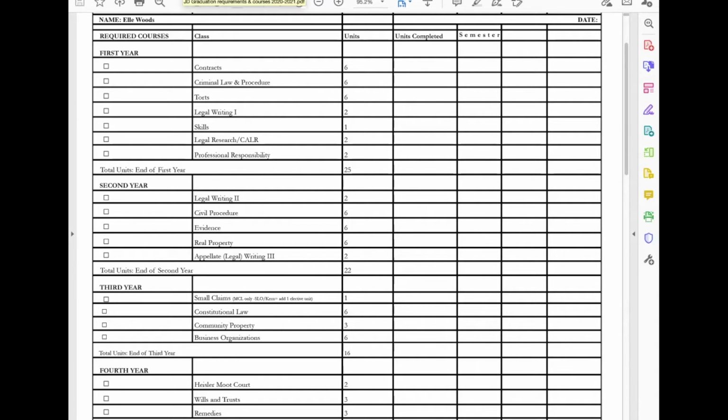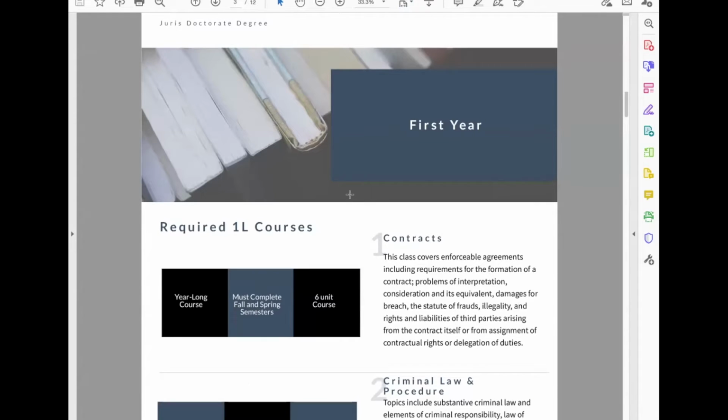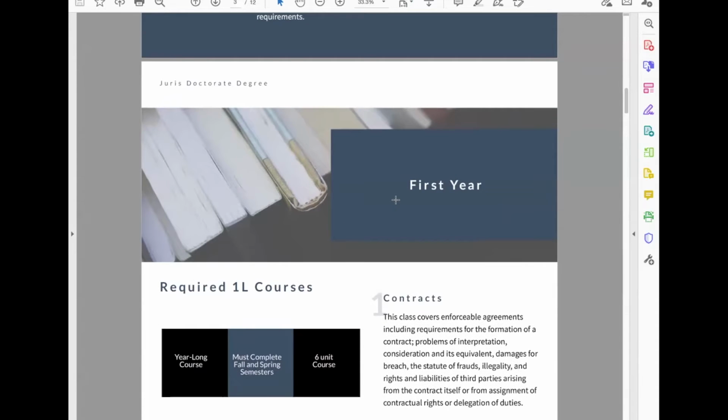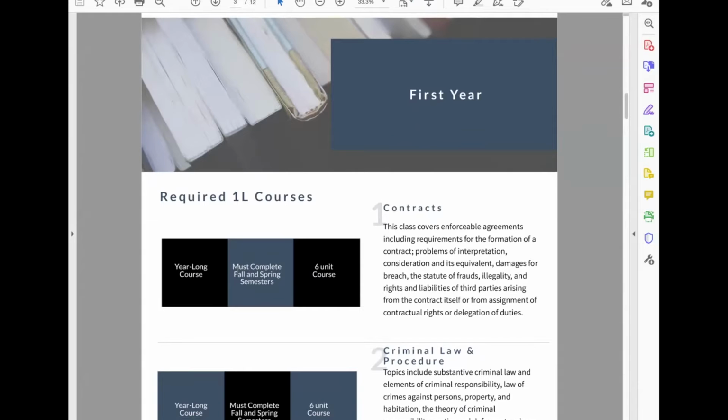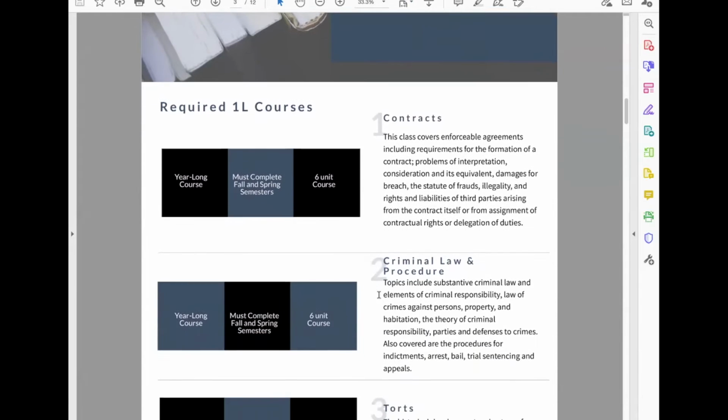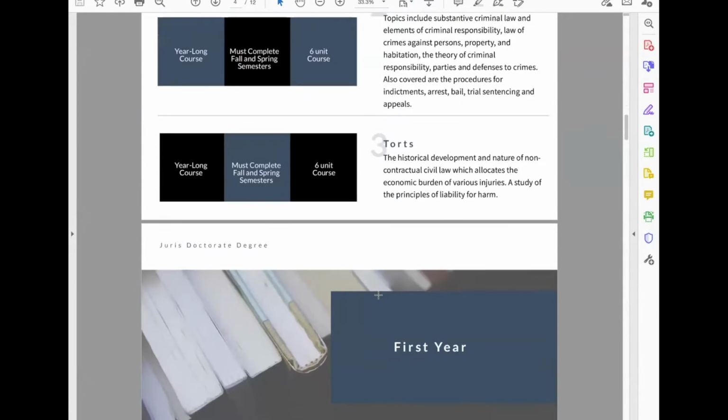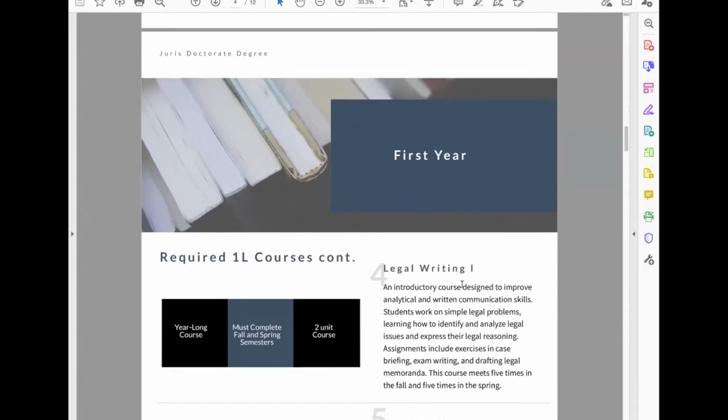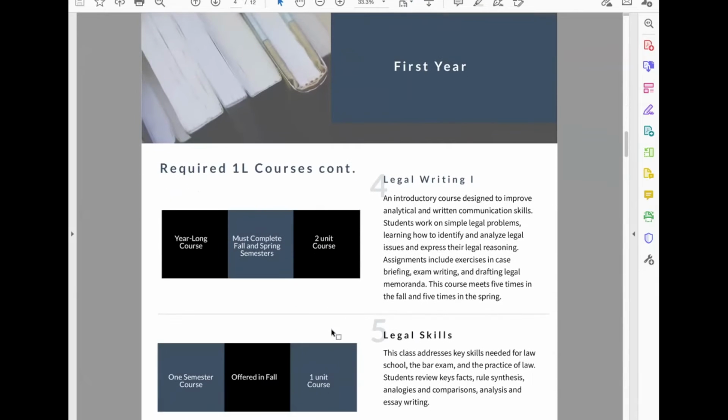And to understand that, you will get a packet that has the graduation requirements that students also get. This breaks down all these required courses by semester as well as unit. So you see Civil Procedure, it says 6 unit course, must complete fall and spring semesters. It's a year-long course, right? So it lists all the courses that they're going to take in their first year. You see legal writing, 2 units, must complete fall and spring semesters, year-long. So you know you take 1 unit in the spring and 1 unit in the fall.